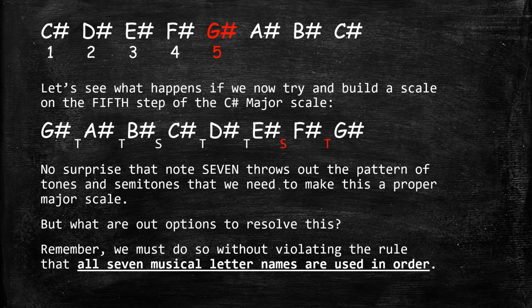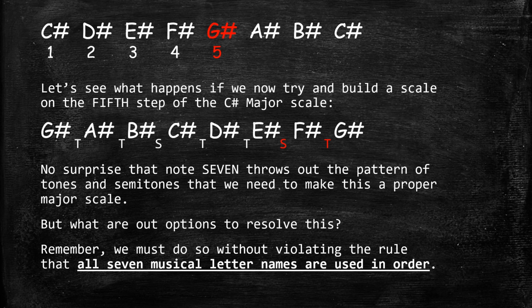The key of C sharp has C sharp, D sharp, E sharp, F sharp, G sharp, A sharp, B sharp, C sharp. Note 5 is therefore G sharp. Let's see what happens if we now try and build a scale on the 5th step of the C sharp major scale. So we've written out G sharp, A sharp, B sharp, C sharp, D sharp, E sharp, F sharp, G sharp. And these are arranged tone, tone, semitone, tone, tone, semitone, tone. So no surprise that note 7 throws out the pattern of tones and semitones that we need to make this a proper major scale.